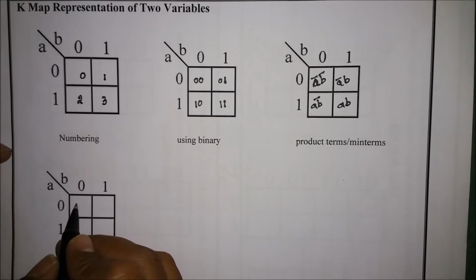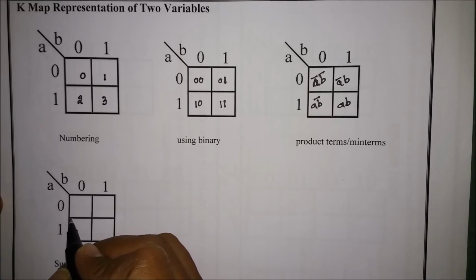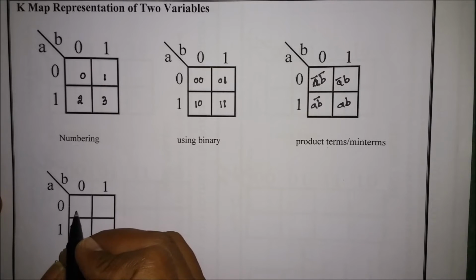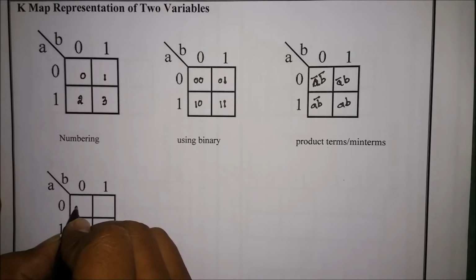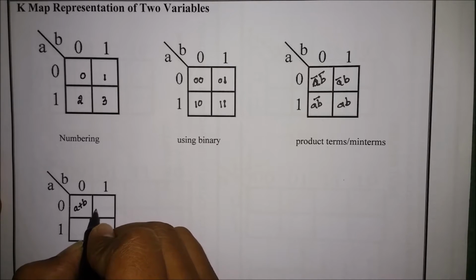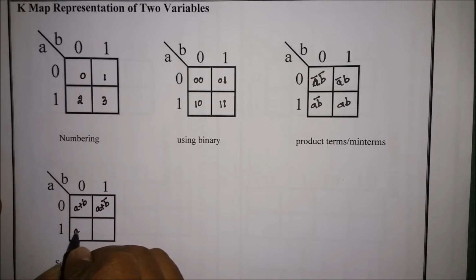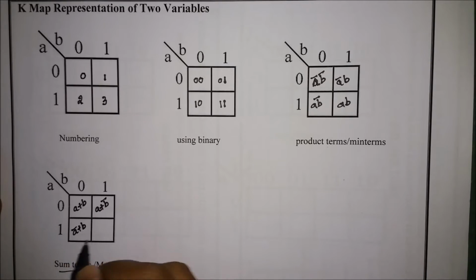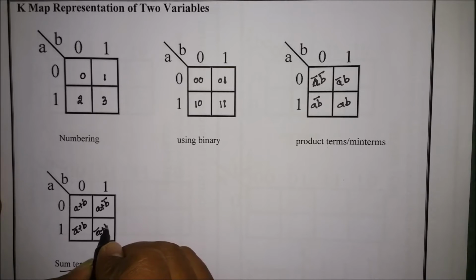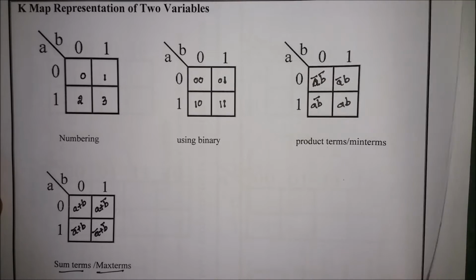Suppose I want to represent the same cells in the max terms, that is the sum terms, then as the POS form says, the normal variable will be taking the value of 0 and a complemented variable will be taking the value of 1. So the first term will be A plus B, the second term will be A plus B bar, the third term will be A bar plus B, and the fourth term will be A bar plus B bar. This is how we are going to represent a two-variable K-map.